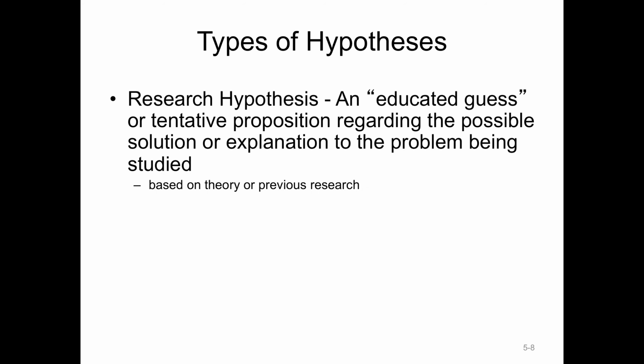So, types of hypotheses. The research hypothesis is really what the researchers are interested in. That's the educated guess, what they think is going to happen. It's not just a guess. It's based on theory and previous research. It's understanding that strength is a function of muscle mass, and in general, males have more muscle mass than females. Of course. And it's a tentative explanation for their results.